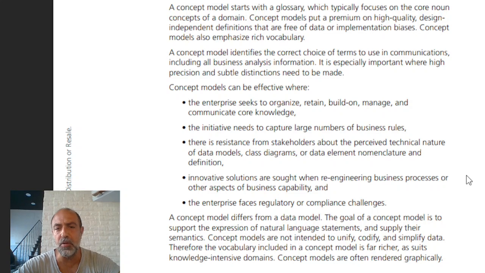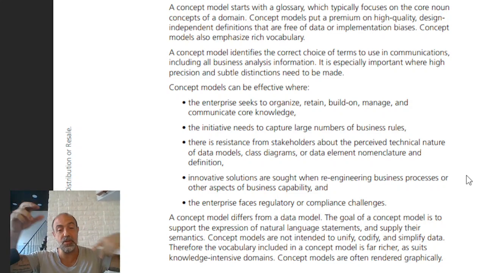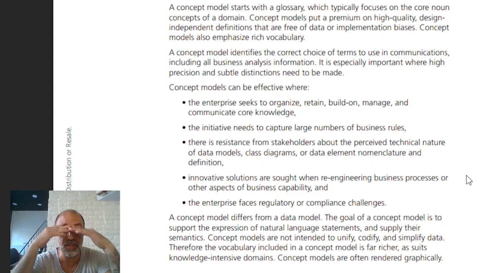There is resistance from stakeholders about the perceived technical nature of the data models, class diagrams, or data element nomenclature and definition. Most of the time when you're not really able to understand another person, the higher chance is that what you're trying to translate for them to understand and what they're trying to translate is different. So when you do a concept model, what you're effectively doing is creating constraints for the people that are going to be working on something.